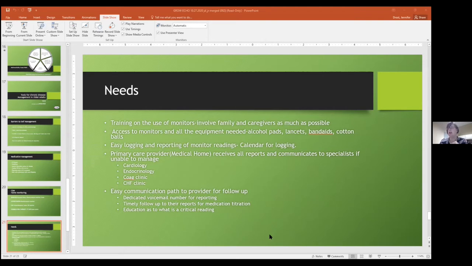So, timely follow-up to their reports for their medication titration. Especially if you're titrating their blood pressure medications, or you're titrating their diabetes medications, or titrating their Coumadin dosing, it really needs to be timely so that things don't get out of hand.